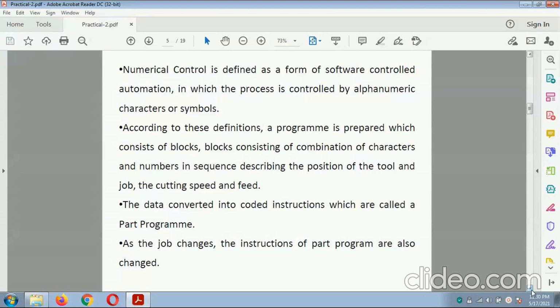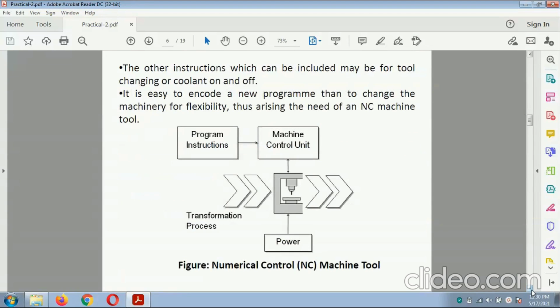A block consists of a combination of characters and numbers in sequence describing the position of the tool, the job, the cutting tool, speed and feed. The data is converted into coded instructions which are called a part program. As the job changes, the instructions of the part program also change. Other instructions which can be included are tool changes or the coolant on/off position. It is easier to encode a new program than to change the machinery for flexibility, thus arising the need for an NC machine tool.